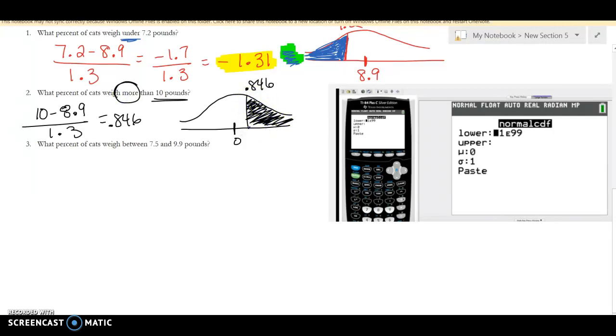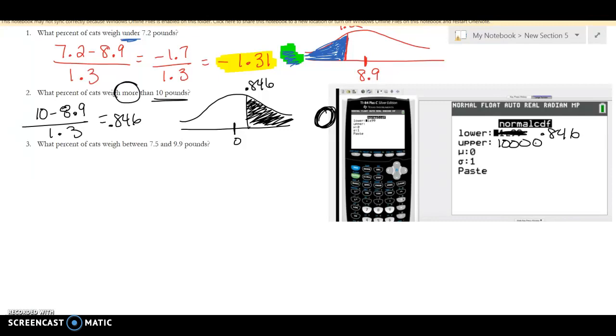Now you hit your second distribution, and this screen pops up. Lower is left, and so the left side of this shaded region is my z-score for this one, 0.846. My upper, I need to pick something way over here, way to the right. So I'm going to pick, I don't know, 10,000. It just has to be big. It has to be way to the right. And my mean is 0 and my standard deviation is 1.